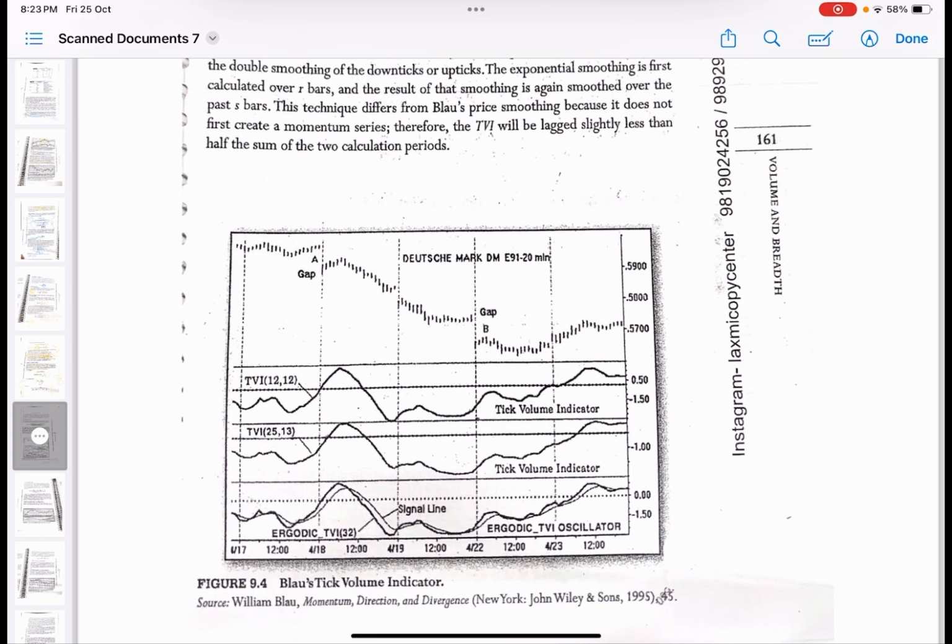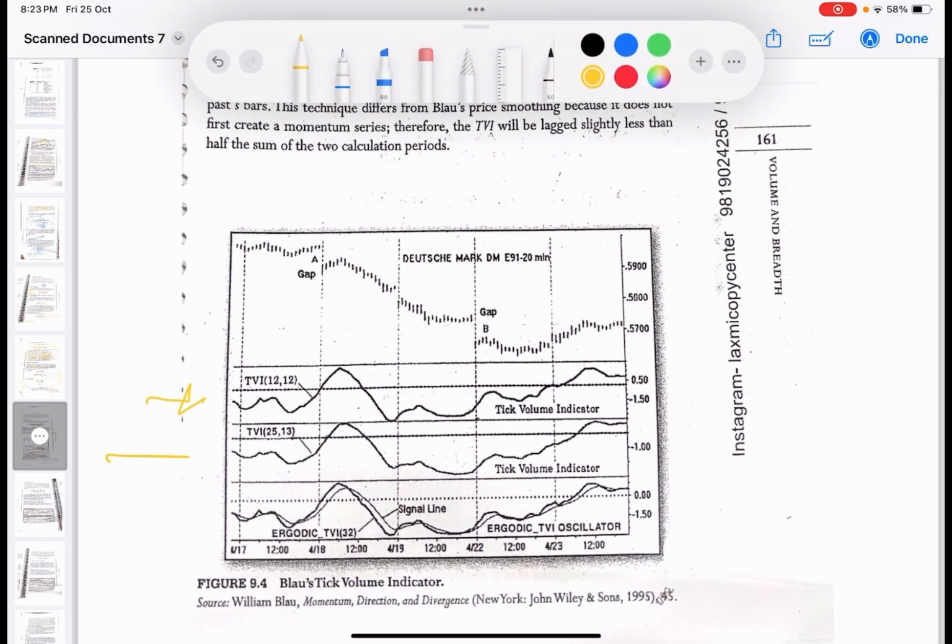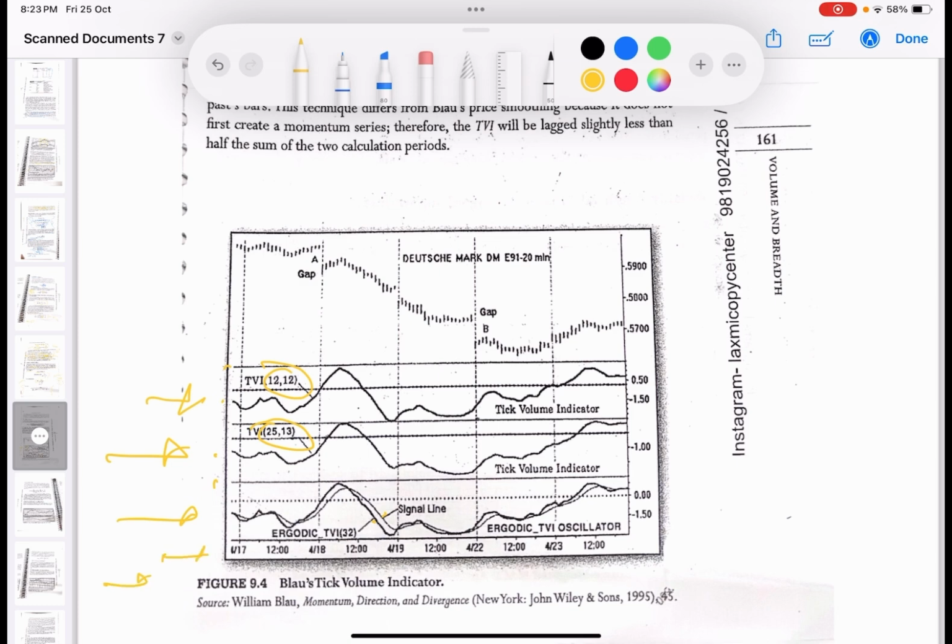Okay, and let's look at the DMA indicator. This is the tick volume indicator, like you can see over here, and various values have been taken into consideration in the first graph and the second graph. You can see that. And now you can see the third graph, which is plotting both of the tick volumes together. And you have lines like this. So this is how Blau's tick volume indicator looks like.